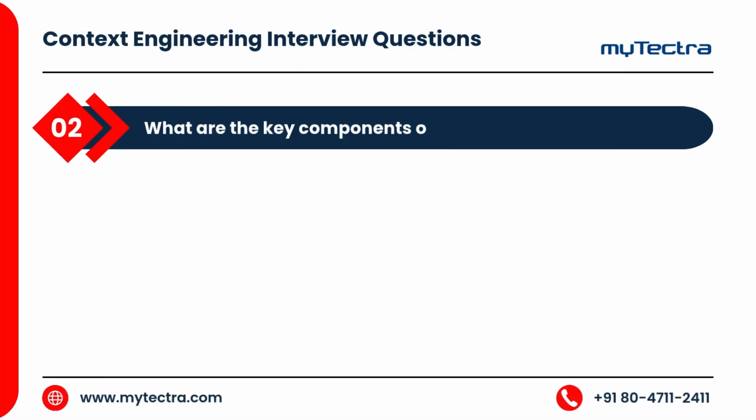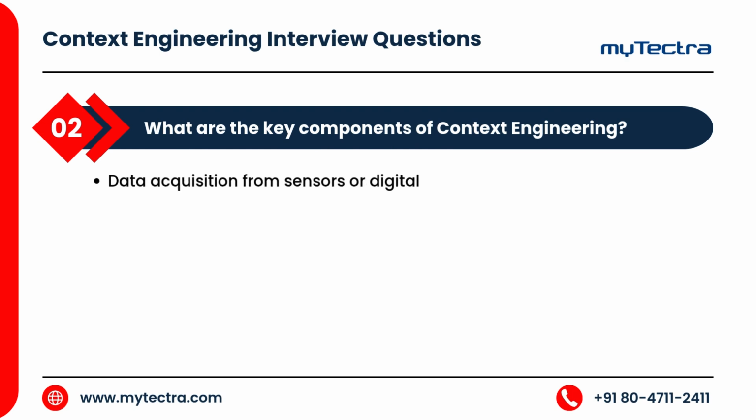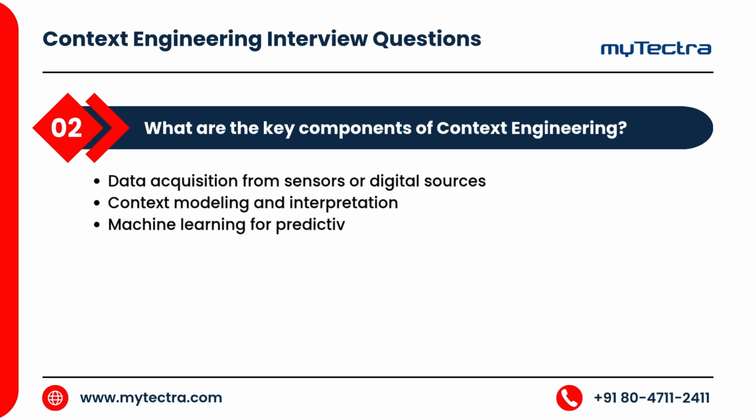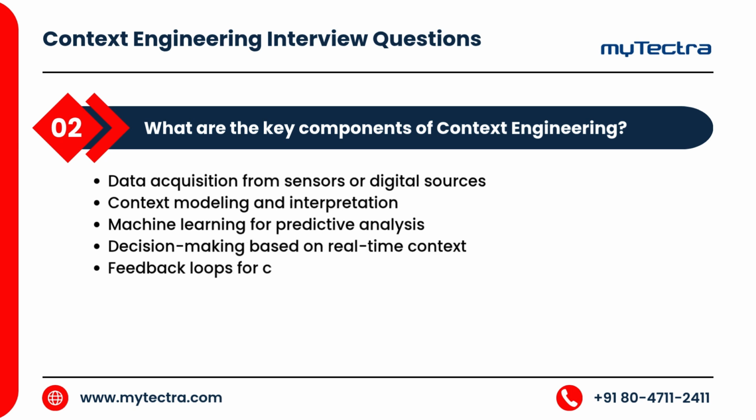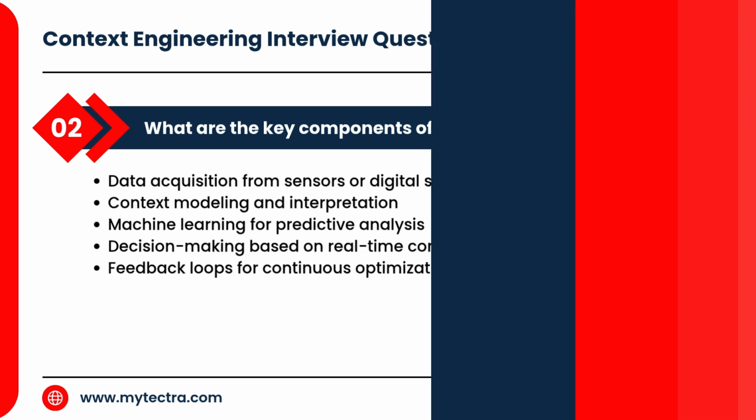What are the key components of context engineering? Data acquisition from sensors or digital sources, context modeling and interpretation, machine learning for predictive analysis, decision-making based on real-time context, feedback loops for continuous optimization.